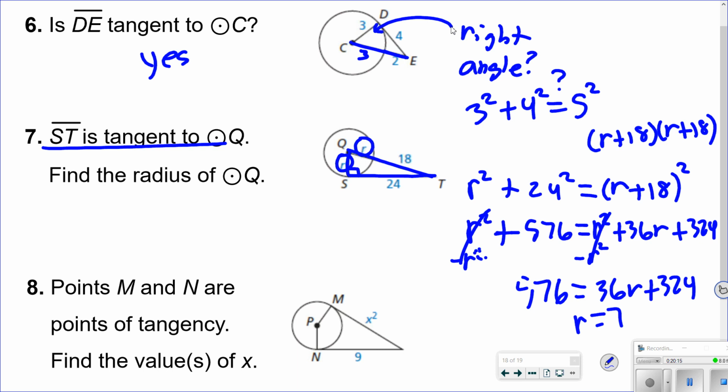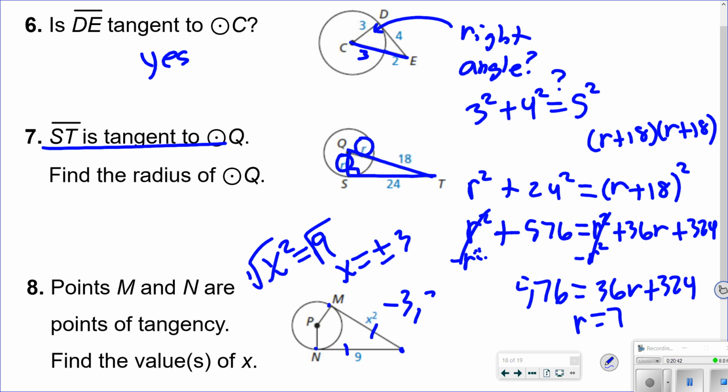Okay, the last one says M and N are points of tangency, so we know these are points of tangency. It's coming from the same point, that means those have to be equal. So on this one, all I have to do is go x squared equals 9, solve that, so you take the square root of both sides, x equals plus or minus 3. For a value of x, either one would work, so make sure you include both negative 3 and positive 3. The reason why is if I square negative 3, it's 9, so you get 9 and 9. If I square 3, I get 9, so it's 9 and 9. So make sure you're careful if you square root both sides, make sure you include that plus or minus 3.